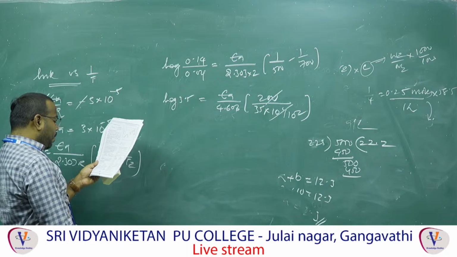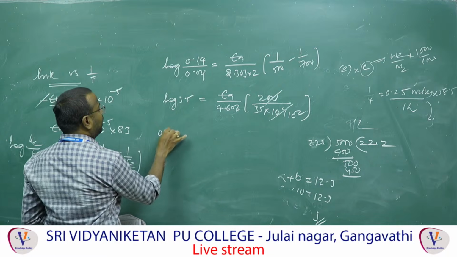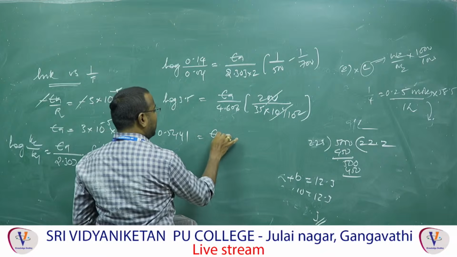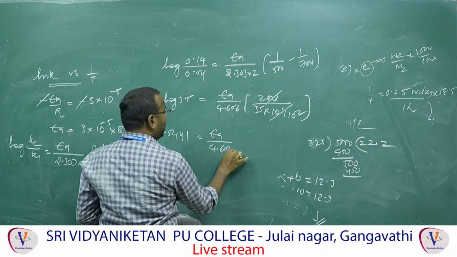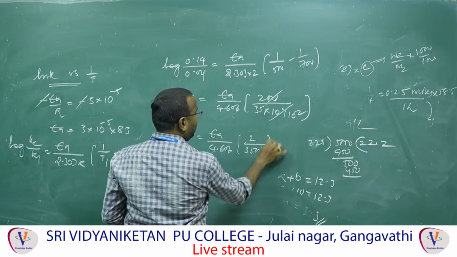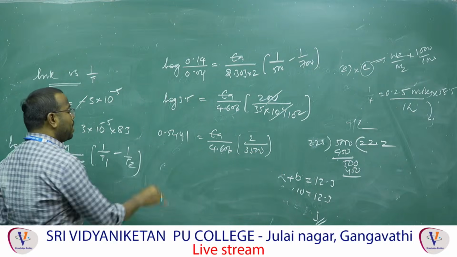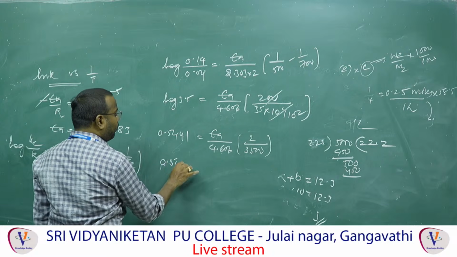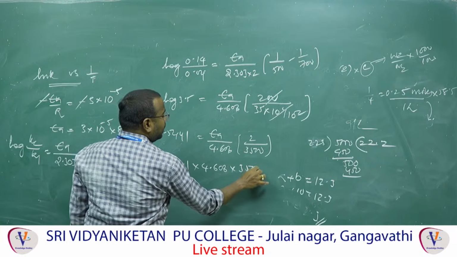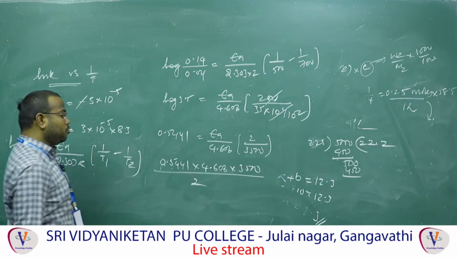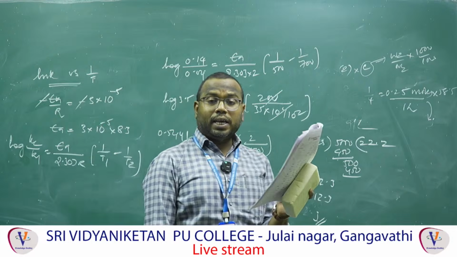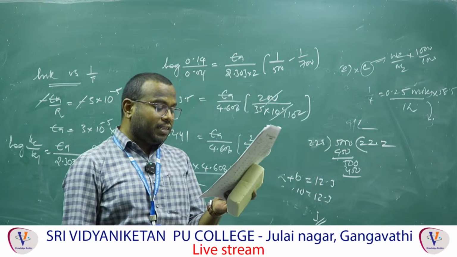And then log 3.5 is 0.5441 is what I get, which equals EA divided by 4.606 into 2 divided by 3500 is what we get here. So 0.5441 into 4.606 into 3500 divided by 2. If you calculate all of that, you will be getting 4.4 kilocalories. Option 2 is correct answer.